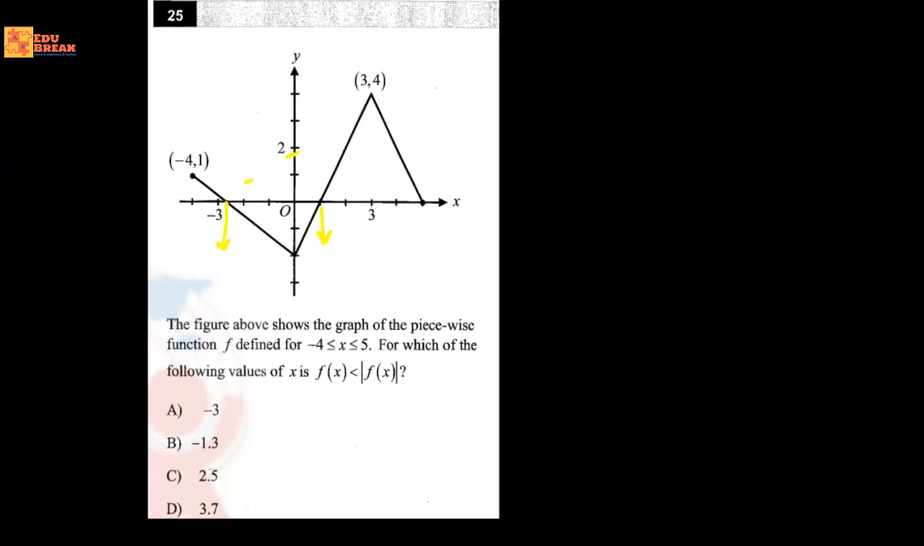The negative part may be negative 2.8 or 2.9, and this point equals 1. So which one? I think the answer will be B, because negative 1.3 lies between 1 and negative 2.9, so the answer is B.